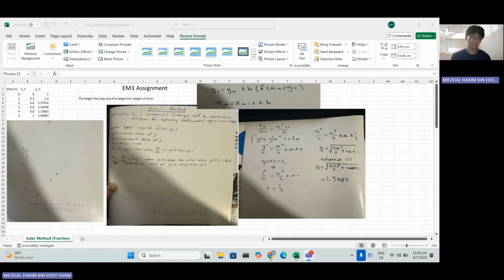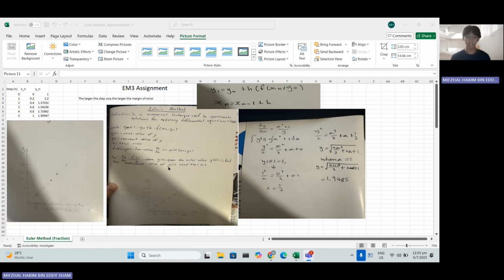Now the question: for dy/dx = x squared plus 1/y, where y is greater than 0, given the initial value y = 1 when x = 0, find the approximate value of y when x is equal to 1. Now the step size that we're going to use is 0.2.